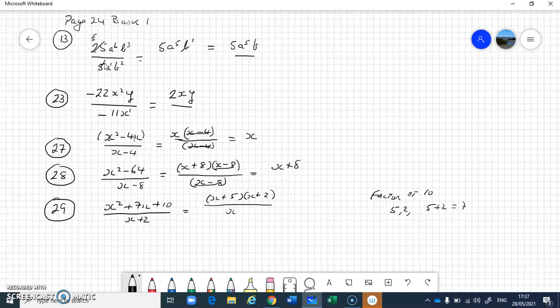And the x plus 2 still stays down the bottom. And I'm going to put the brackets around that again, and straight away you can see that we've got x plus 5 multiplied by x plus 2 in the top, and we've got x plus 2 in the bottom. So we can cross those out. They will divide each other out. And the answer is x plus 5. Okay. So then that's really it.